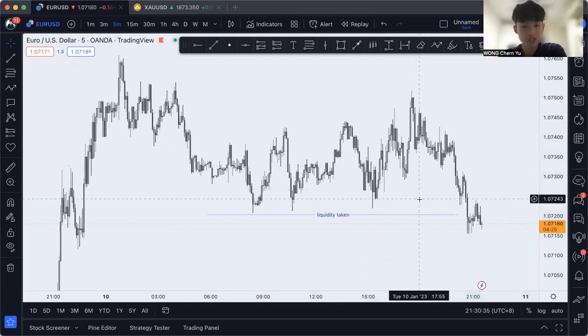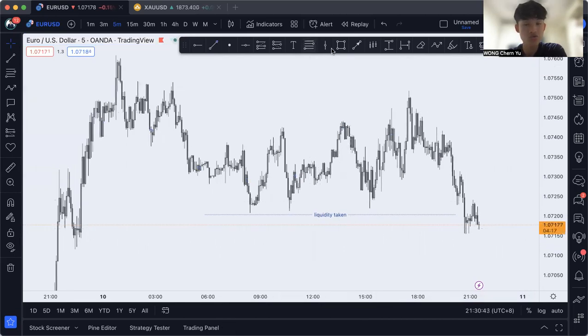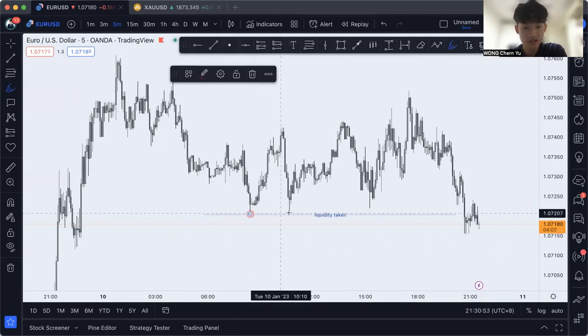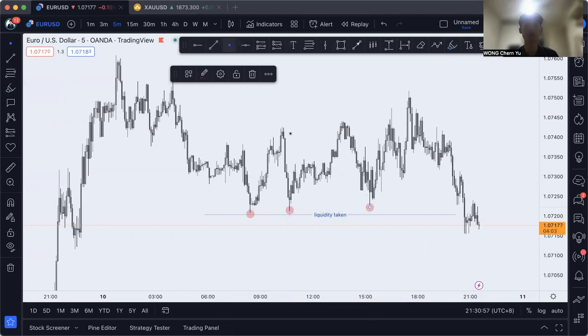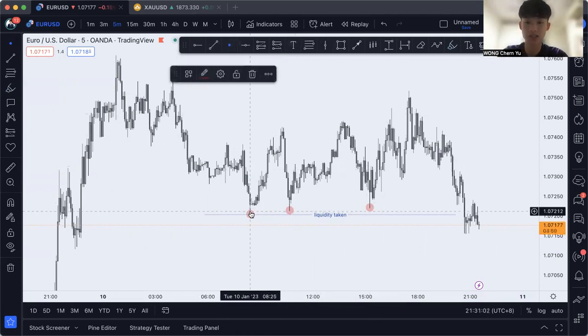If you look at this liquidity being taken out, we can see that there have been 3 points that have been building up liquidity. What I mean by that is these few points. Let me pull up the highlighter tool. This is the first point, this is the second point, this is the third point. We can see a grand total of these 3 points where price swept liquidity.